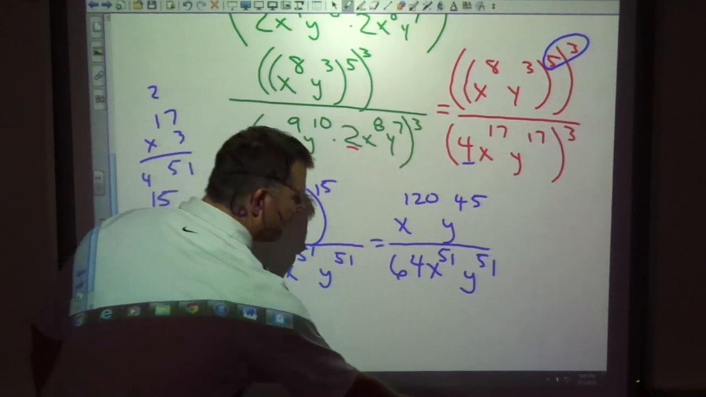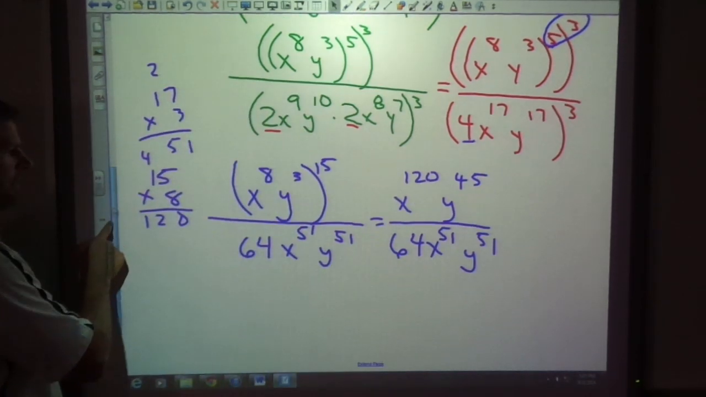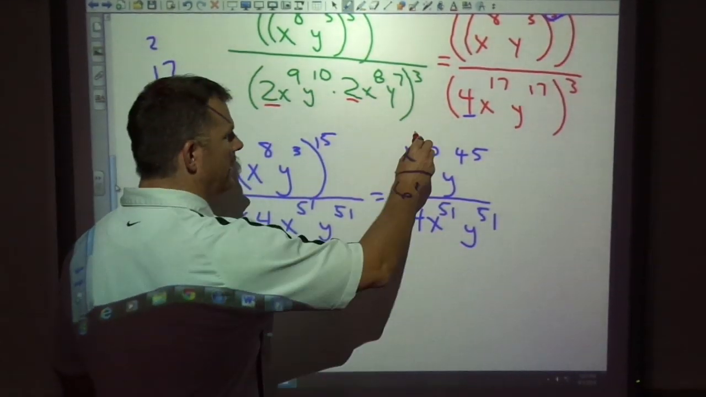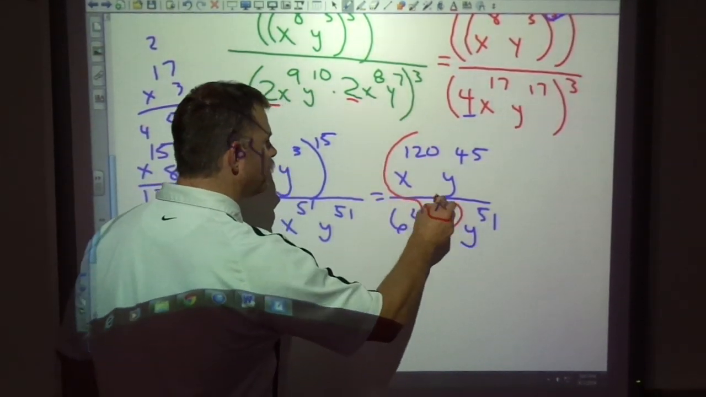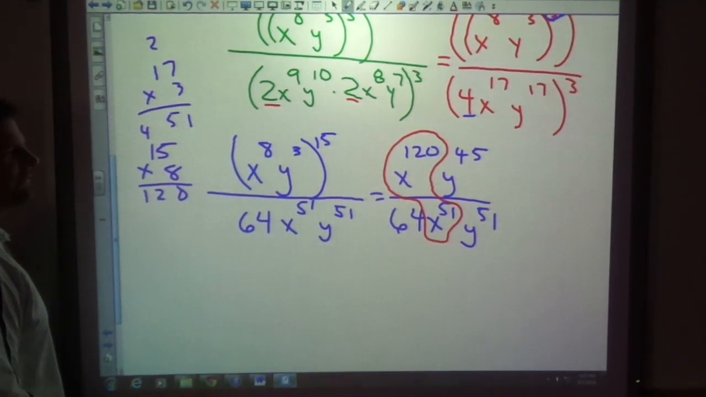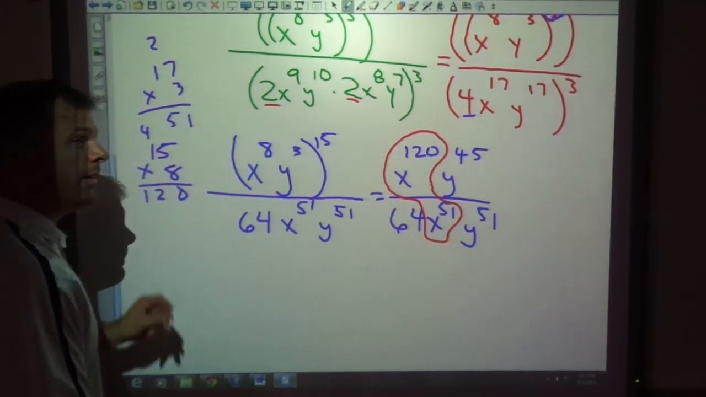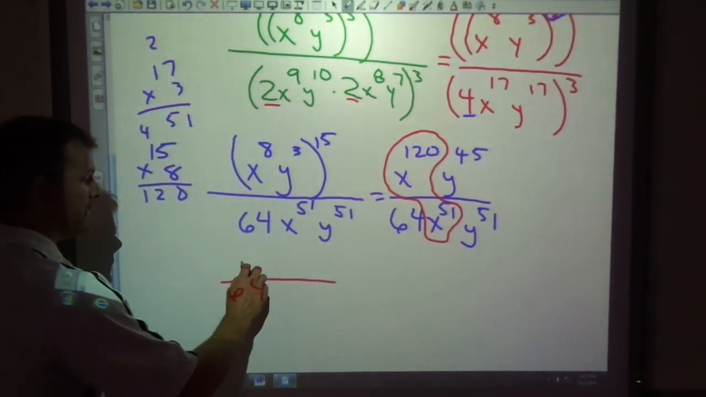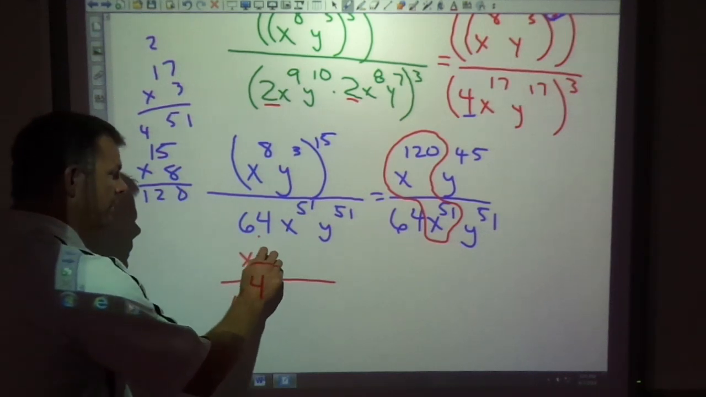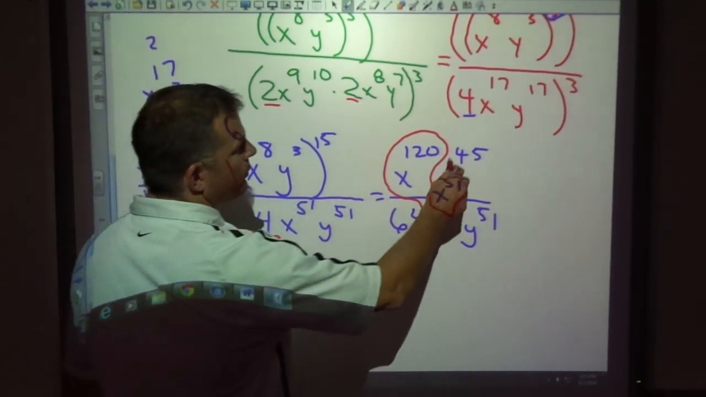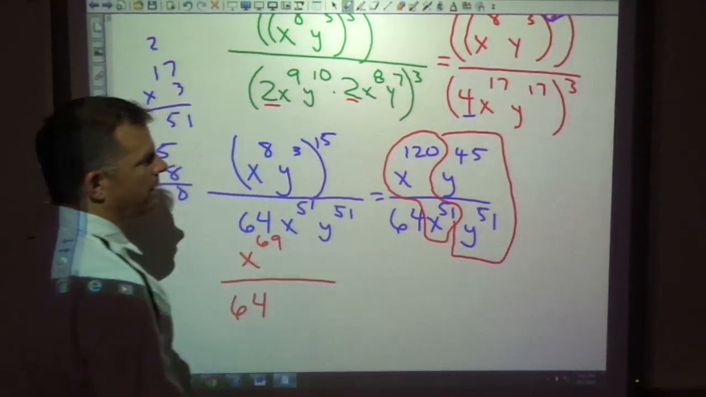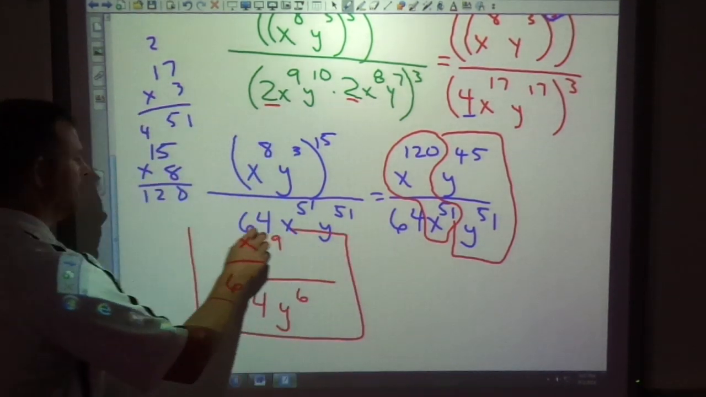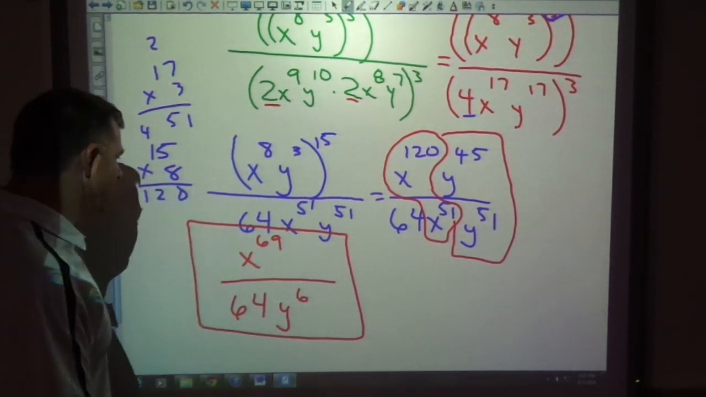Okay. I'm almost there. What can I still do? I can subtract the exponents when I divide the x's. 120 minus 51. Oh, another fantastic math problem. That's 69. And so that's going to be 69 on the top. And then on the bottom we've got 45 and 51. If I subtract, that's y to the 6th. There we go. This monster exponent problem is now solved. Quite easily done, we would say.